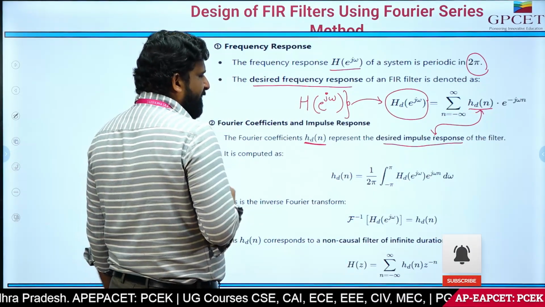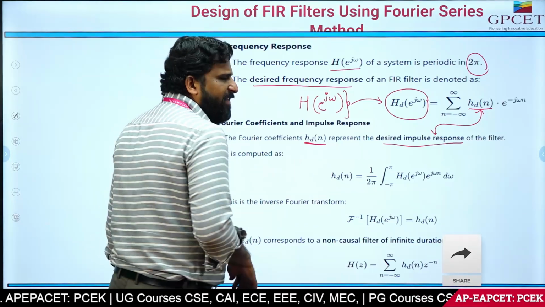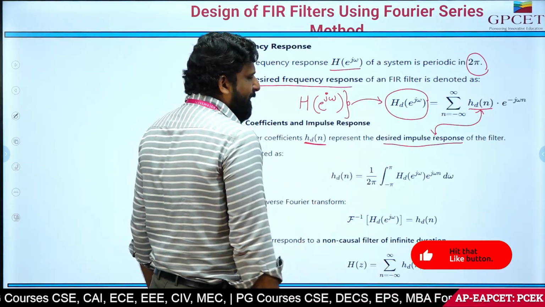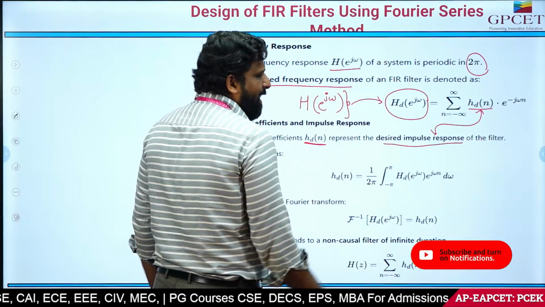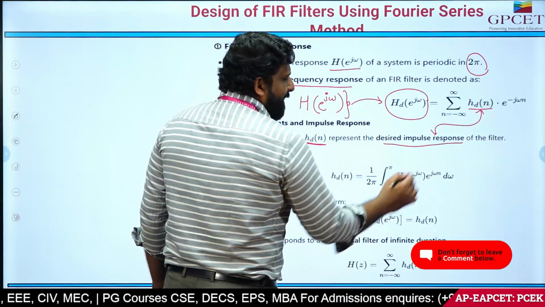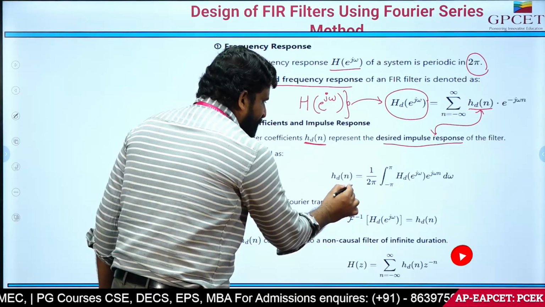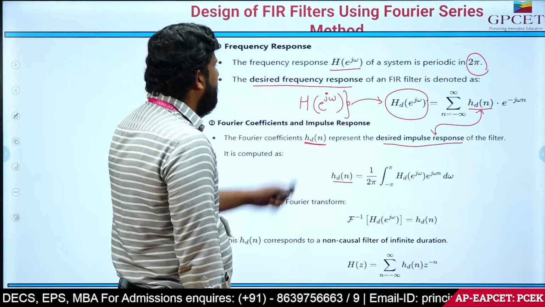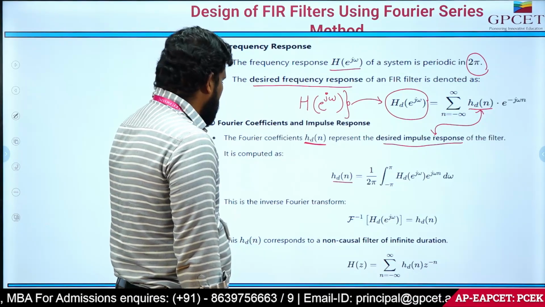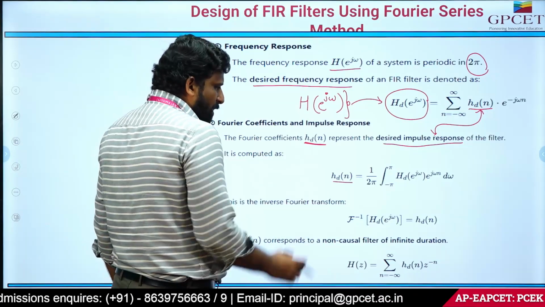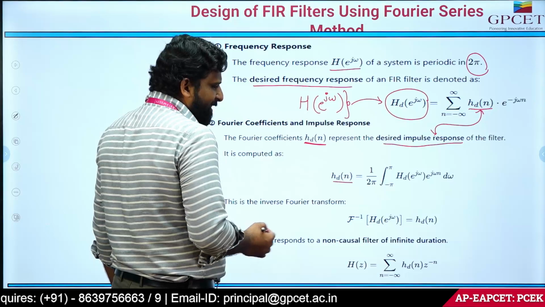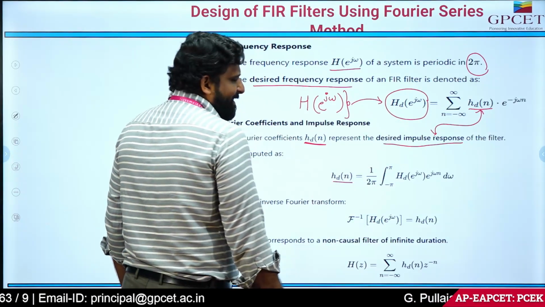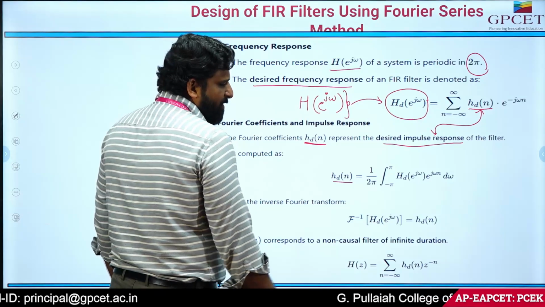So what is the equation? It is computed as hd of n is equal to 1 by 2 pi, integral from minus pi to plus pi, of Hd of e power j omega into e power j omega n d omega. This is nothing but the desired impulse response for that particular desired frequency response. How are we going to get this impulse response? By taking the Fourier transform of this particular Hd of e power j omega.